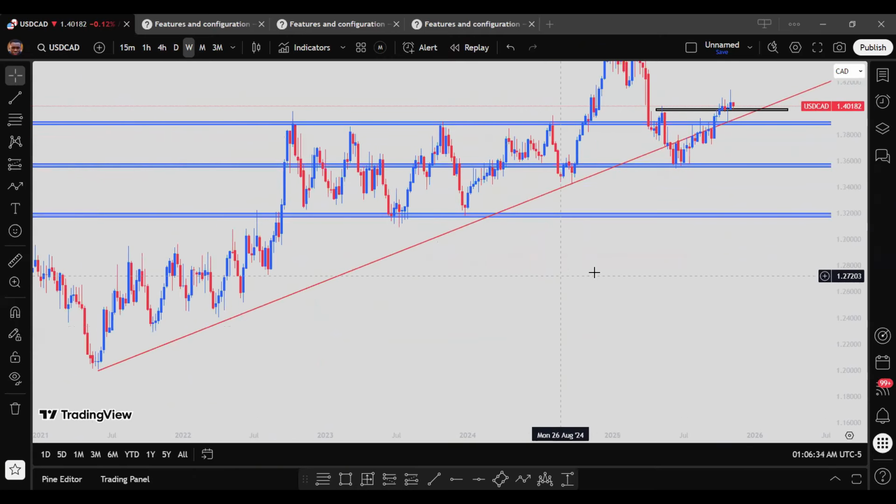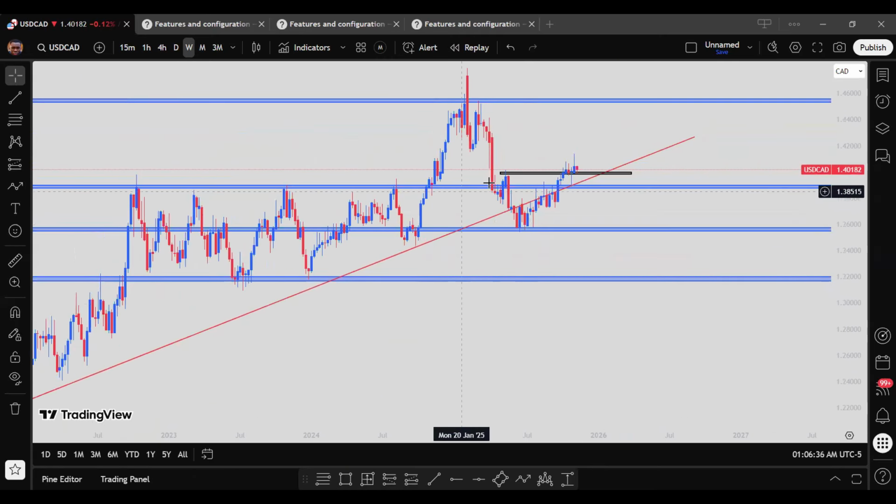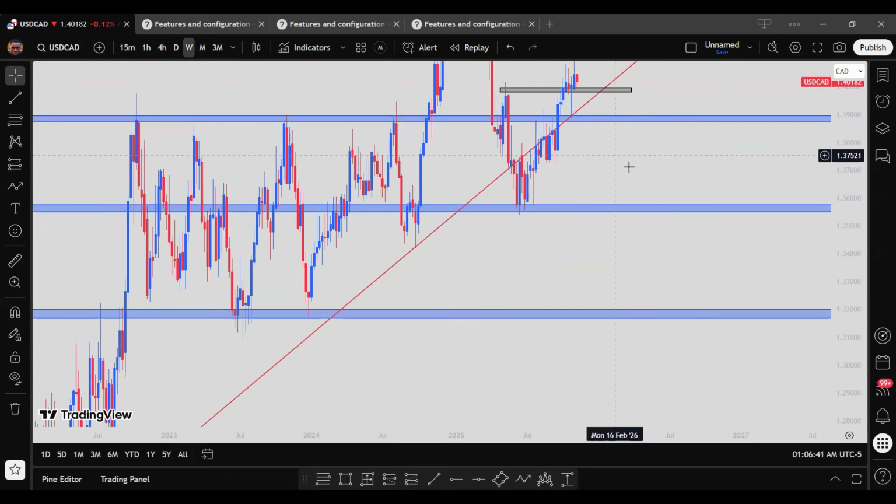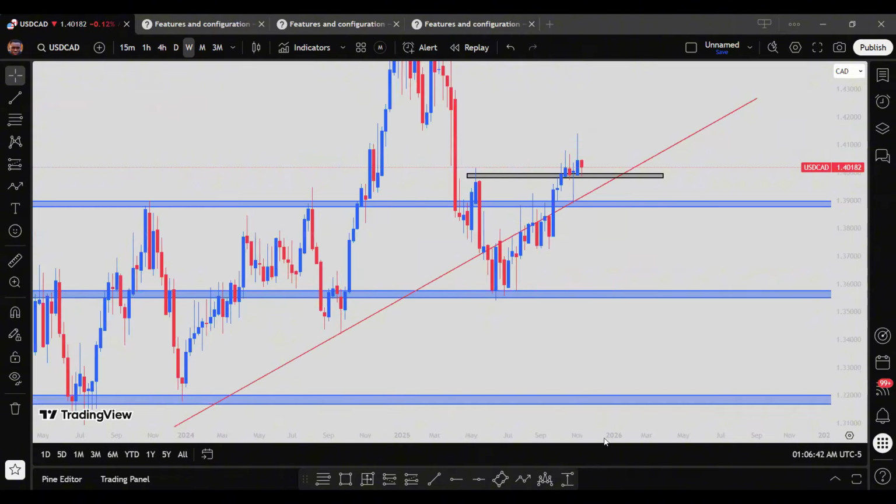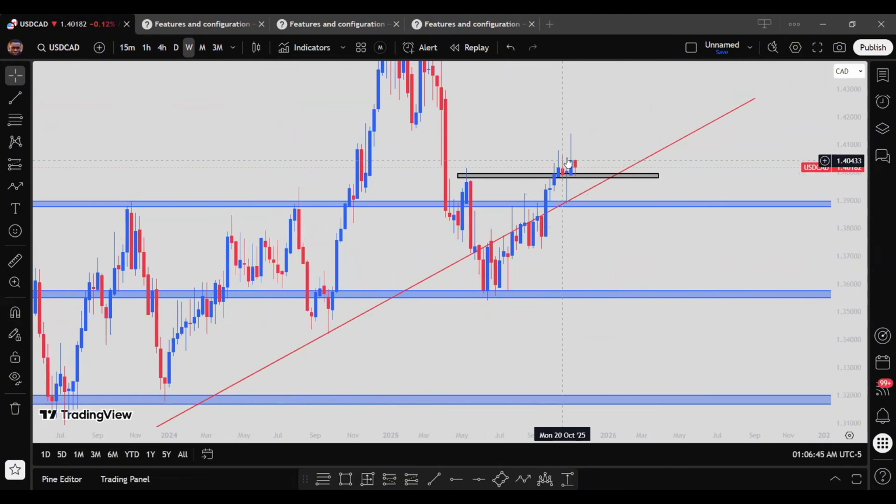So we have this ascending trend line here, and price broke it to the downside and started trading below it. Now when price started trading above it here, you can see that after price started trading above this trend line, we have a retest of it and also a retest of this key level. So this is just like what I'm saying, right?